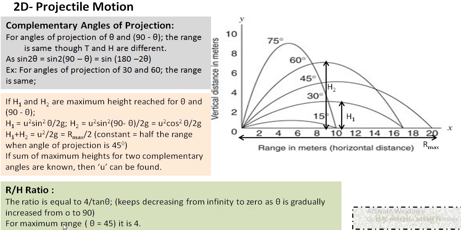For example, when the range is maximum, theta is equal to 45 degree. So this is the case here at 45 degree. This is the maximum height and this is the range. What will be the ratio of R by H here? In this case, the ratio will be equal to 4 because tan theta will be equal to 1. So for the maximum range condition, the range is equal to 4 times the maximum height reached.